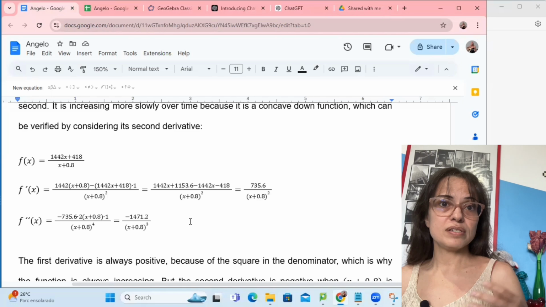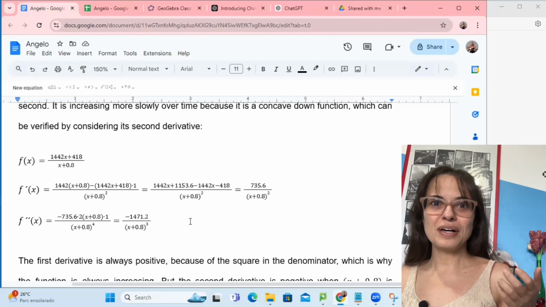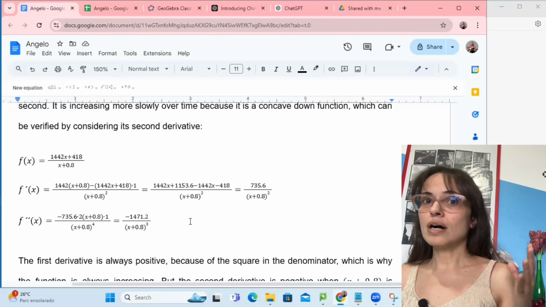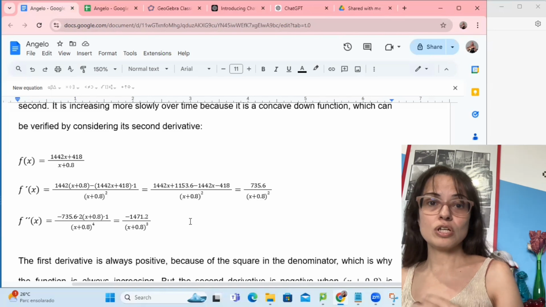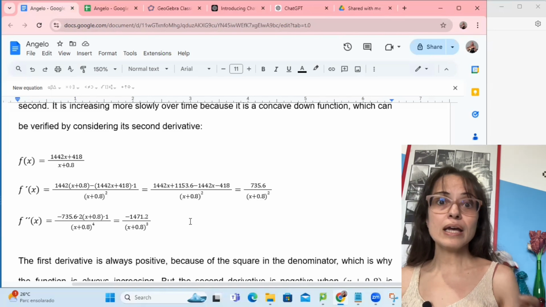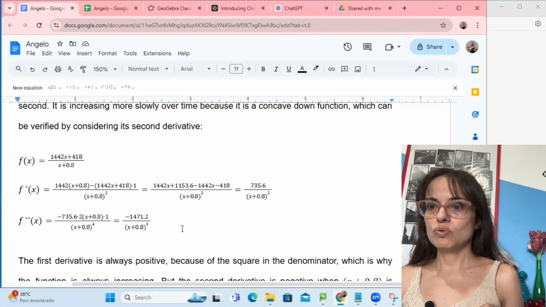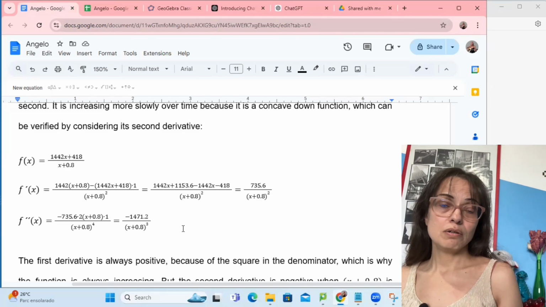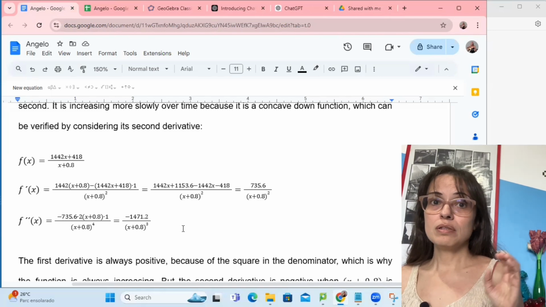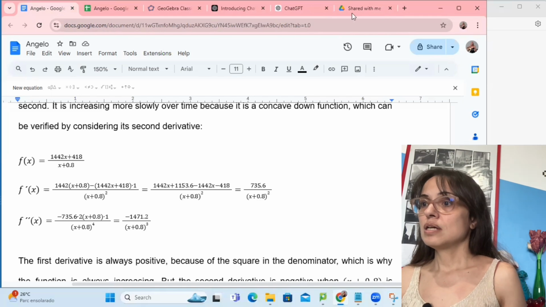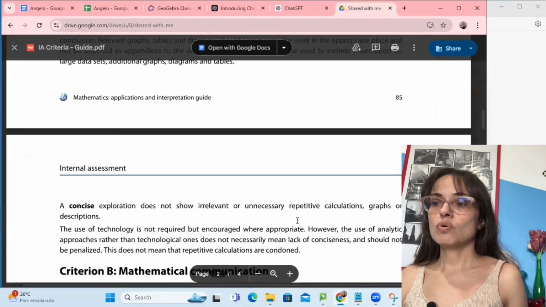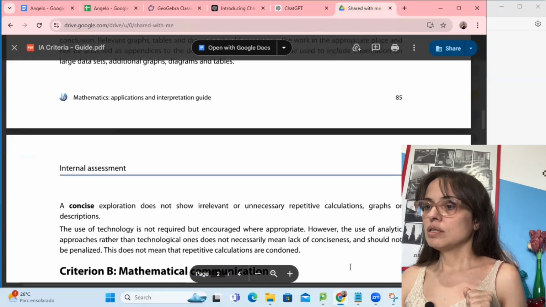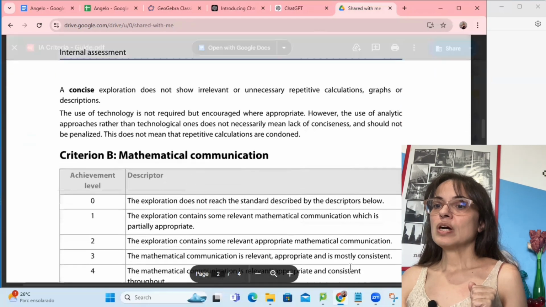So we know that these things exist. There's Maple, there's Wolfram, there's Photomath. There are technology solutions that do derivatives for you, but I chose to do the quotient rule by hand here because it was small enough. And this is not lack of conciseness. This will not be penalized. So I am scoring a 4 in criterion A here.